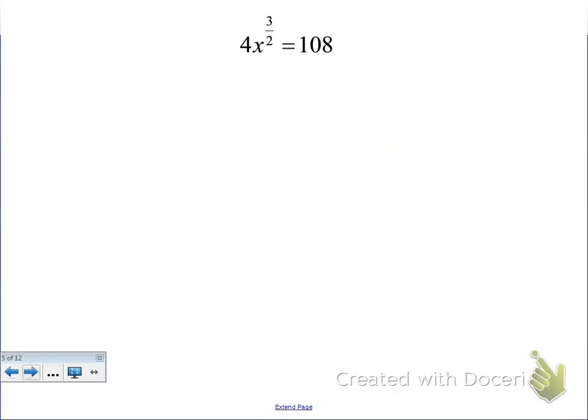Okay, now we're going to step it up a notch here, and we're going to show roots in a slightly different way with fractional exponents. Our first step is we need to get the variable by itself, so we're going to divide both sides by 4.